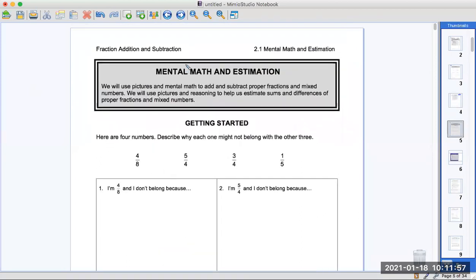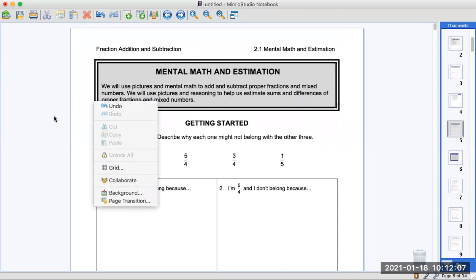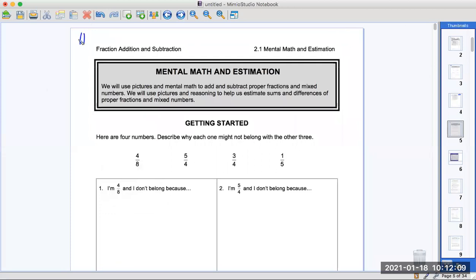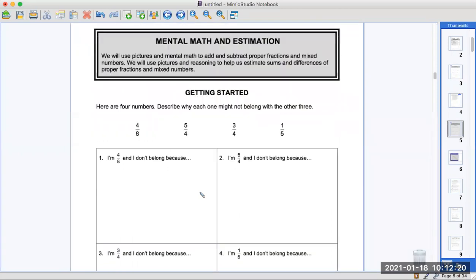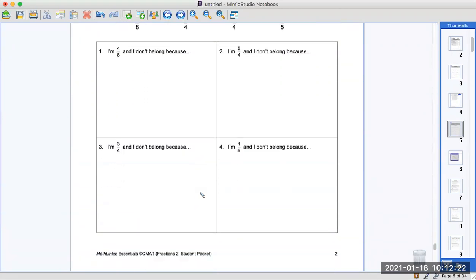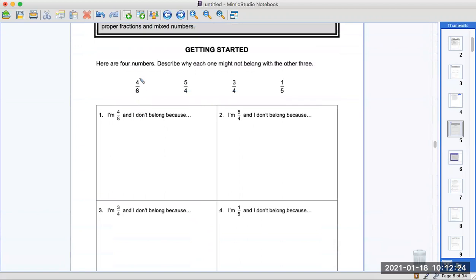And mental, this one right here is notes, I believe. Let me check. Nope, actually I'm having this as homework. It's pretty simple, so not much help needed there. So you just read the instructions and answer the questions. There's 4 questions, and it's about these 4 numbers right here.